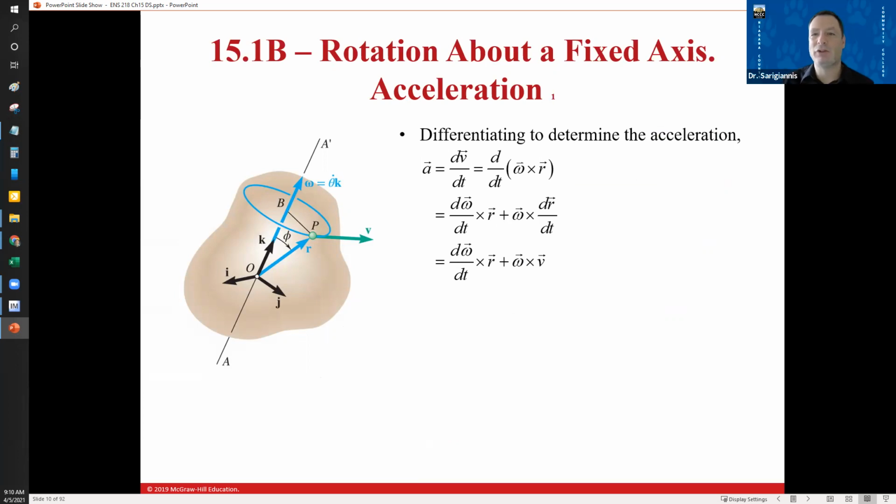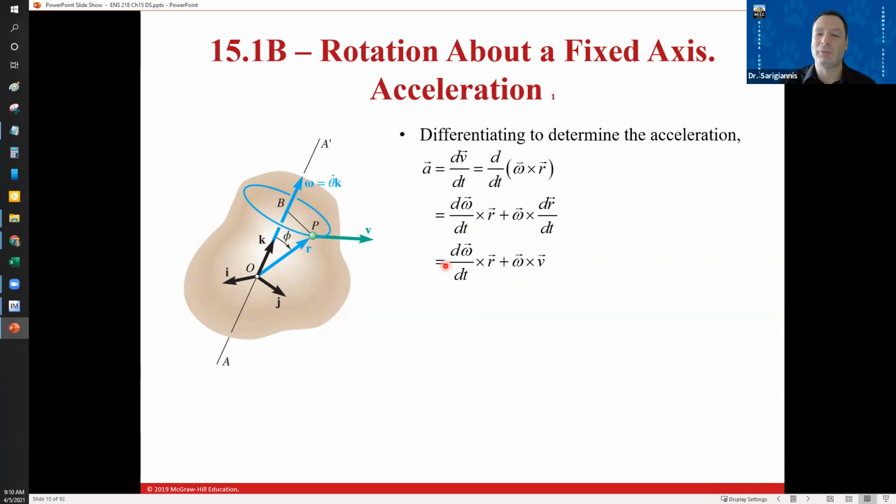Let's look again at rotation about a fixed axis. Here it shows you the formula for acceleration, and it shows you how you can get that by just differentiating the dv/dt equation, right? So we have the derivative of omega cross R. And of course you do your chain rule for taking derivatives, and you wind up with this format for the acceleration, right?